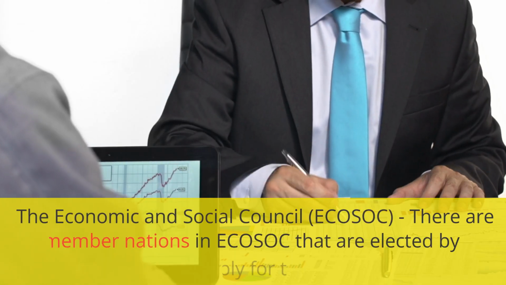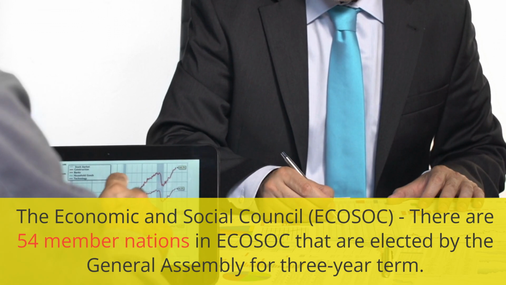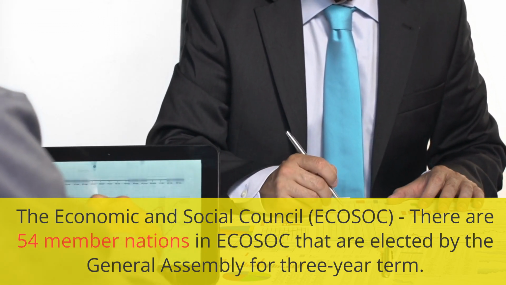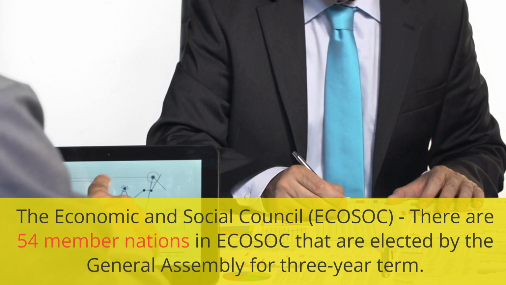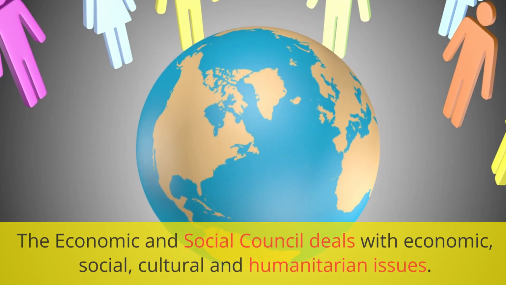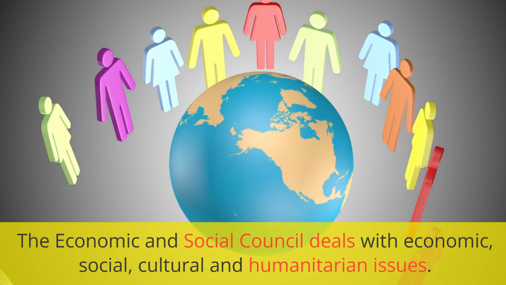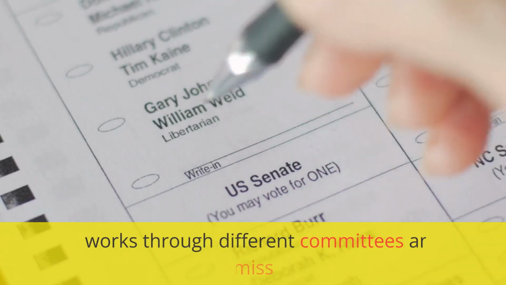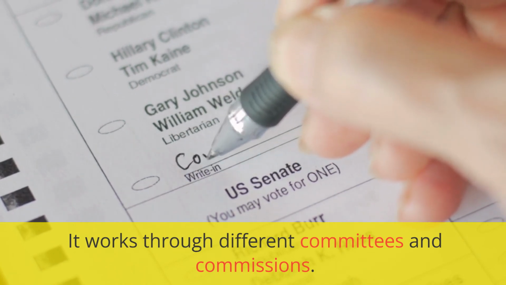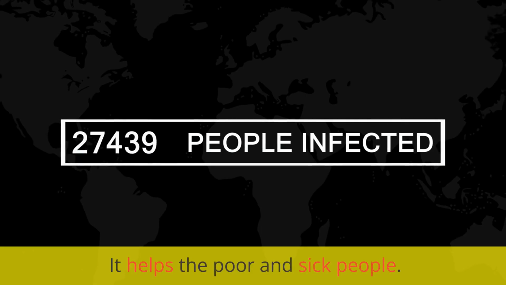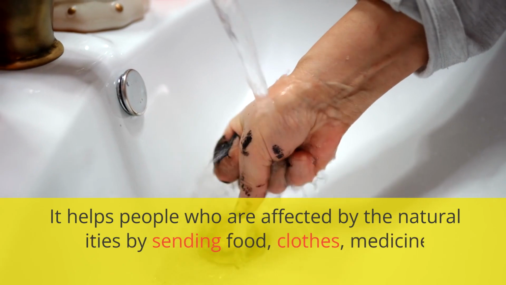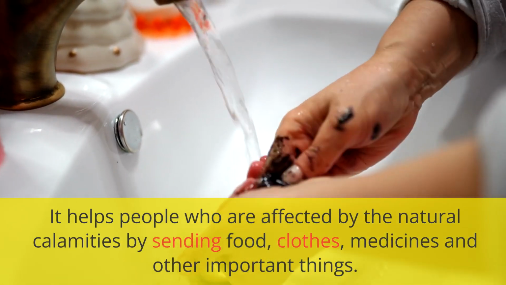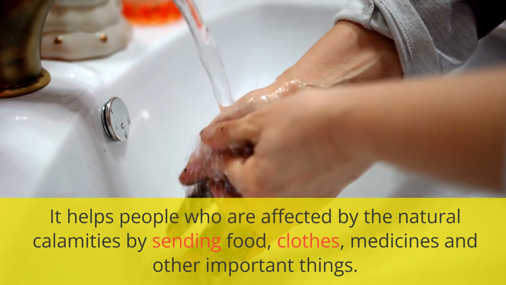The Economic and Social Council, ECOSOC. There are 54 member nations in ECOSOC that are elected by the General Assembly for a 3-year term. The Economic and Social Council deals with economic, social, cultural and humanitarian issues. It works through different committees and commissions. It helps the poor and sick people. It helps people who are affected by natural calamities by sending food, clothes, medicines and other important things.